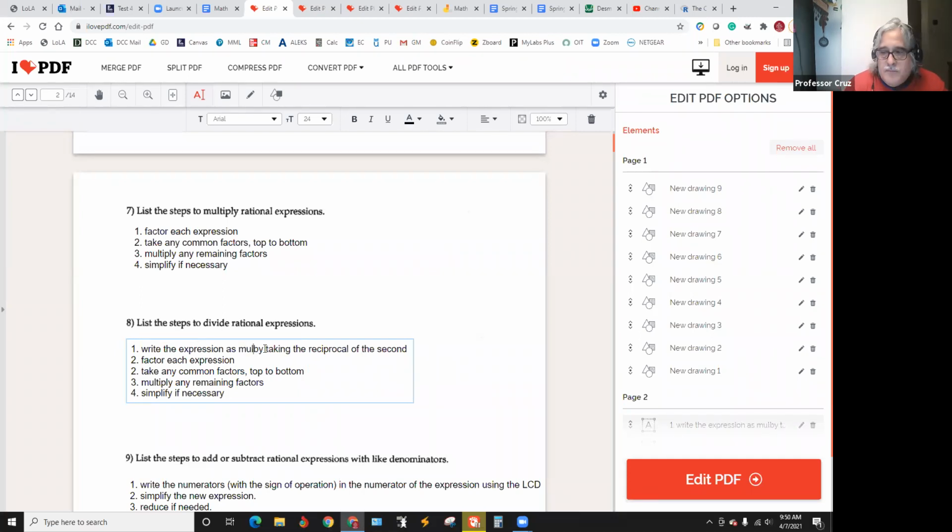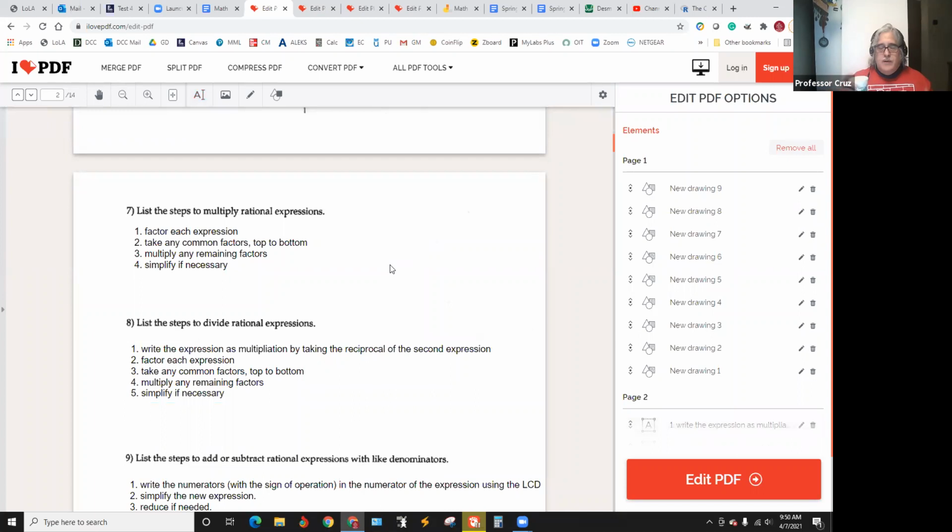Multiplication. And then from there on, it's all the same. That's the one difference for division. It's just multiplication by the reciprocal.